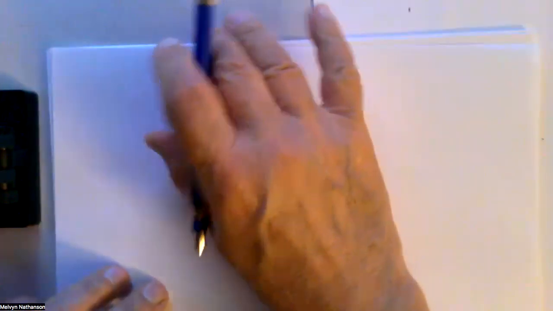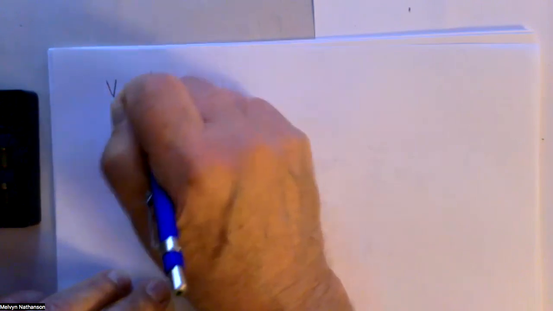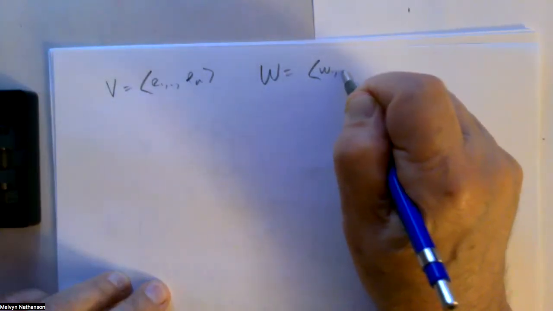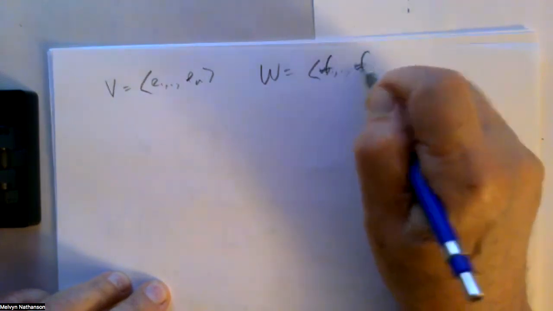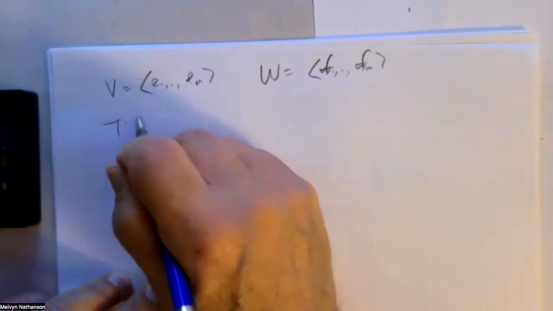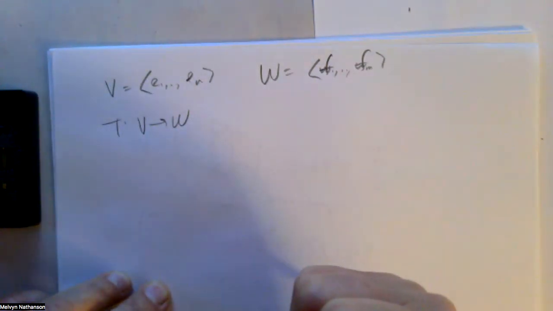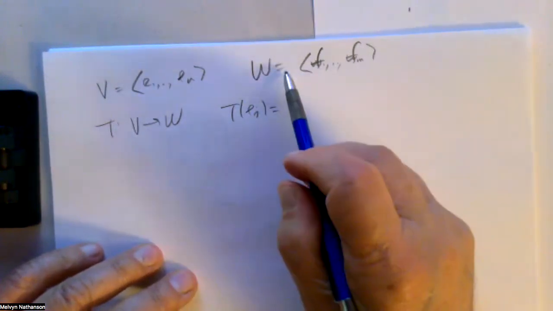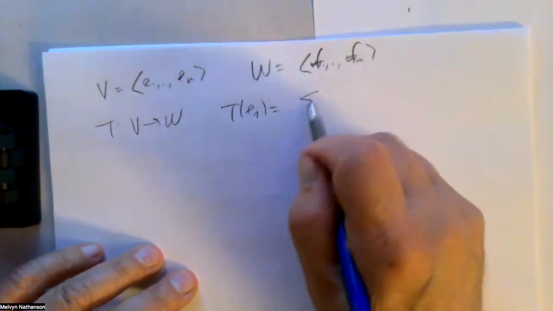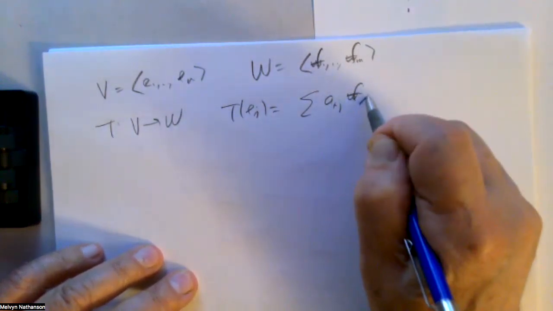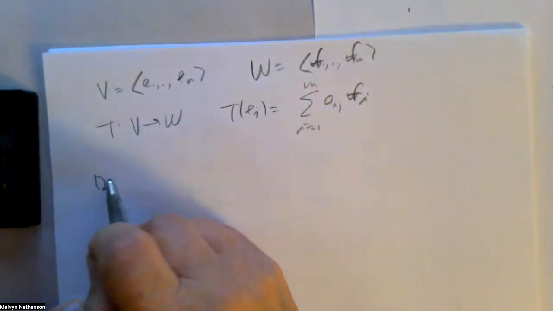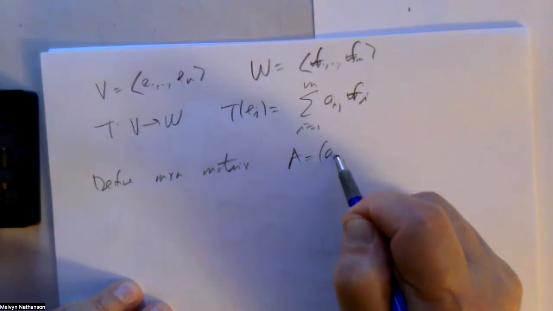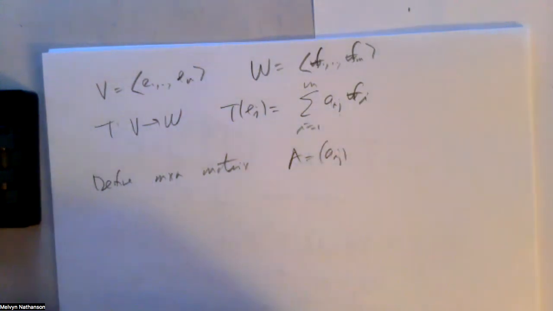Let me just repeat this just to make it a little bit clearer. So we have V generated by n vectors, e1 up to en, W generated by m vectors, f1 up to fm, and T from V to W, a linear transformation, is completely determined by how it acts on the basis vectors. So let's say that T of the vector ej, that's something in W, so it's a linear combination of the vectors in W. This is the summation of aij f sub i, i goes from 1 up to m. And we define the m by n matrix A equal to aij with these as its coordinates.